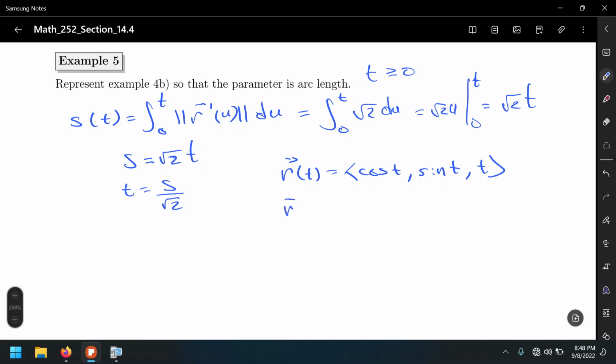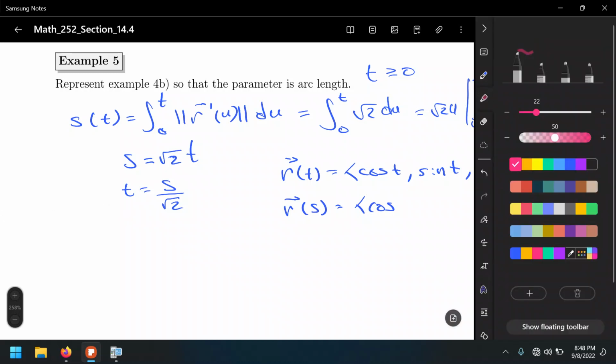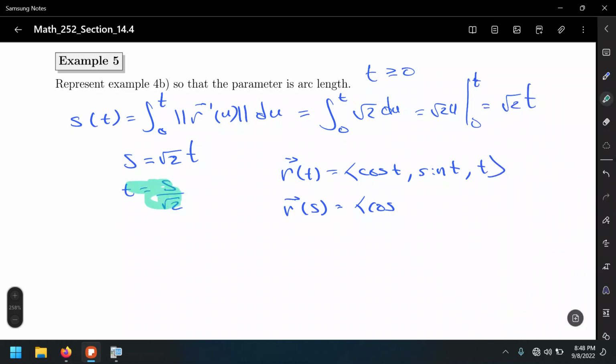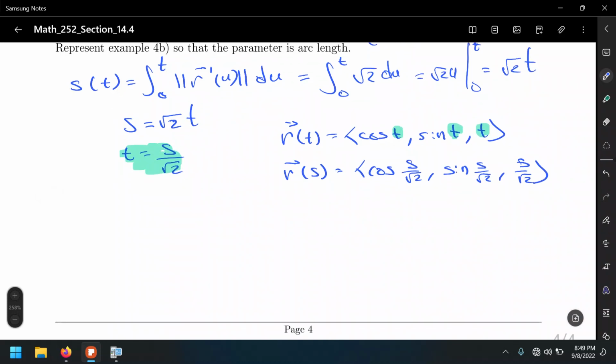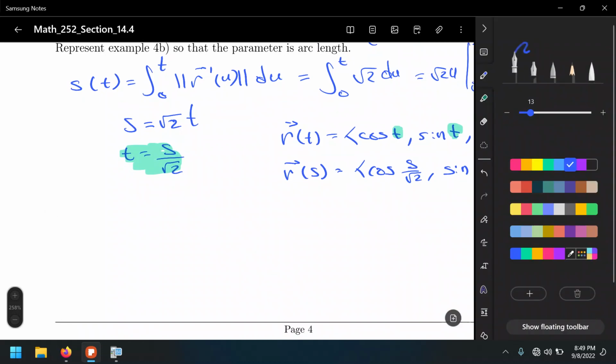Now, making the substitution, r of s is cosine of s over root of 2, sine of s over root of 2, s over root of 2. Let me highlight so you can see what I'm doing, over here and over here. So this function has to describe arc length. Of course, let's make the test. Let's find the derivative. I know it's not going to take too long.